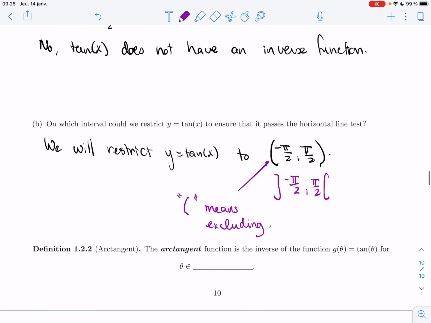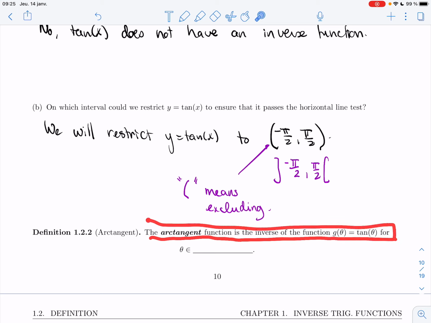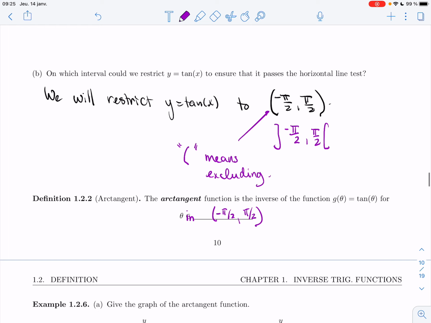All right, so we're ready to define the arctangent function. The arctangent function is the inverse of the function tan of theta for theta in minus pi on 2 to pi on 2. So it's really close to what we did for arcsine. For arcsine, we included minus pi on 2 and pi on 2 because those were real points on the sine graph. They're not part of the tan graph, so I cannot include them.